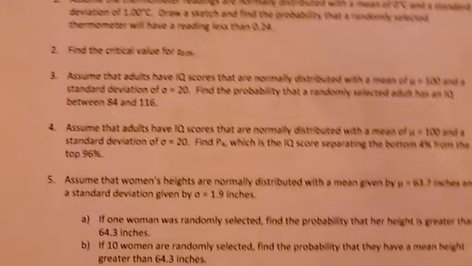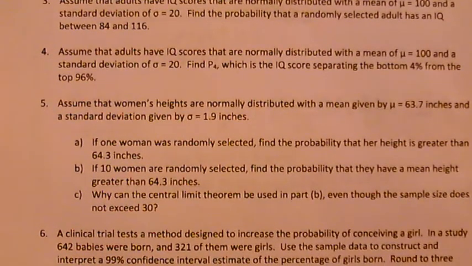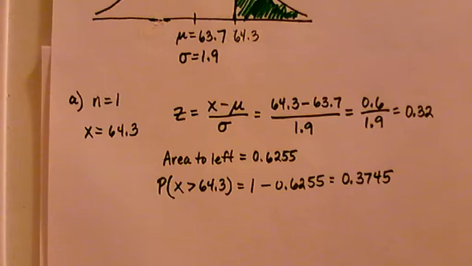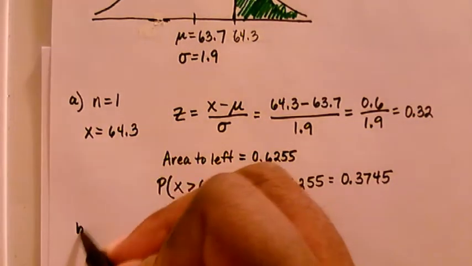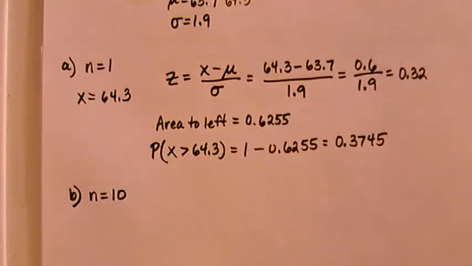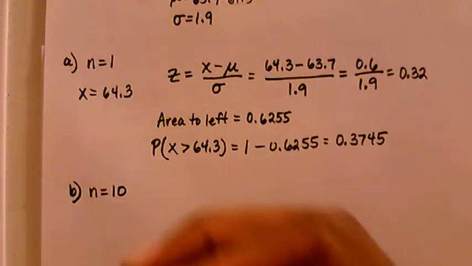Okay, now part B states: if 10 women are randomly selected, find the probability that they have a mean height greater than 64.3 inches. So we're dealing with 10 randomly selected women. So here's the B part. N is 10, 10 randomly selected women. Okay. And in this case, our X is still going to be 64.3.